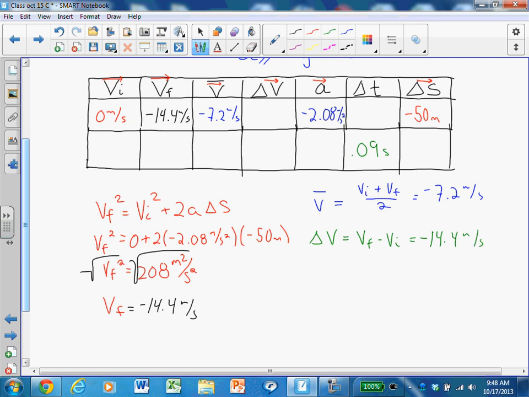How long did the skier go down the hill? Or will we use the equation to solve for that? Leanne? Okay, so A is change in V over change in T, so change in T equals change in V over A, right? Change in V is 14.4 meters per second, and A is minus 2.08 meters per second squared.